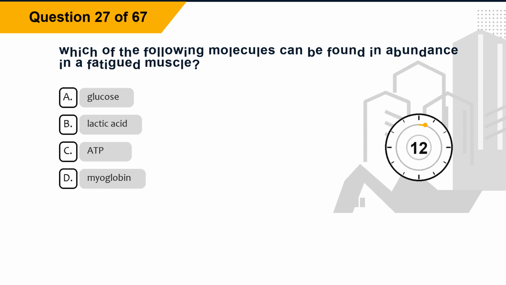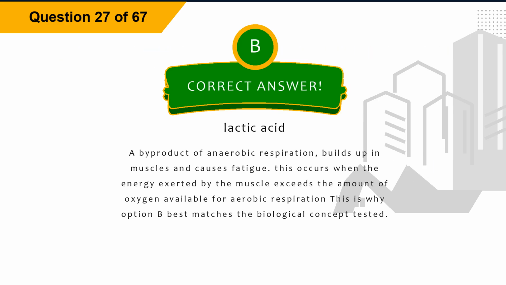Question 27. Which of the following molecules can be found in abundance in a fatigued muscle? Option A, glucose. Option B, lactic acid. Option C, ATP. Option D, myoglobin. The correct answer is option B, lactic acid.